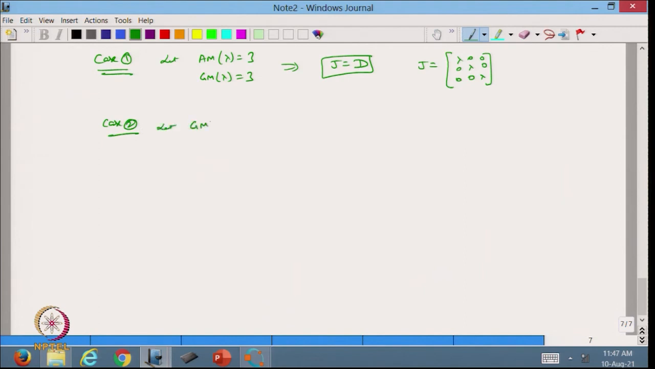Case 2. Let the geometric multiplicity of lambda be 2. It means that the null space of A minus lambda I has dimension 2. It means we are able to find only 2 linearly independent eigenvectors, out of the 3 we would need. So, here I am able to find only 2 linearly independent eigenvectors.